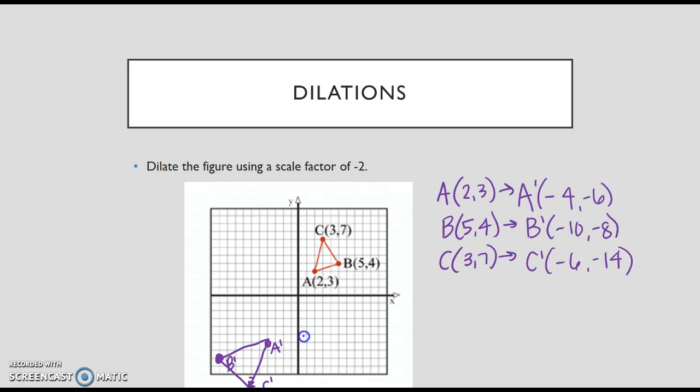One thing to keep in mind is your pre-image and your image will always be collinear with the origin. Which means if I were to draw a line, it should go through A and A prime. Another one should go through C and C prime, and B and B prime and the origin. So if you get one that's way off to the side and it won't go through the origin, you know something's off.